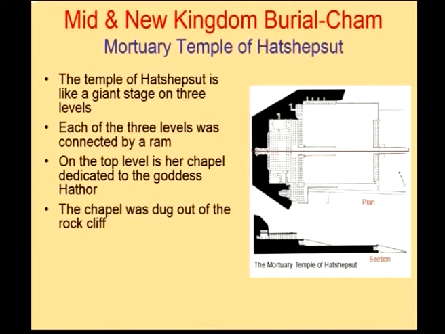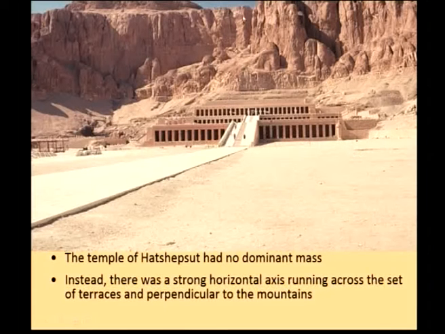The temple of Hatshepsut. The temple of Hatshepsut is like a grand stage on 3 levels. Each of these 3 levels was connected through a ramp. The top level is a chapel dedicated to the goddess Hathor. The chapel was dug out of the rock cliff. Instead of a massive monumental structure, Hatshepsut thought of a linear structure, and it is also flanked by the cliff behind, which increased the monumentality of the temple. As you could see, a big cliff is in the background of the temple.